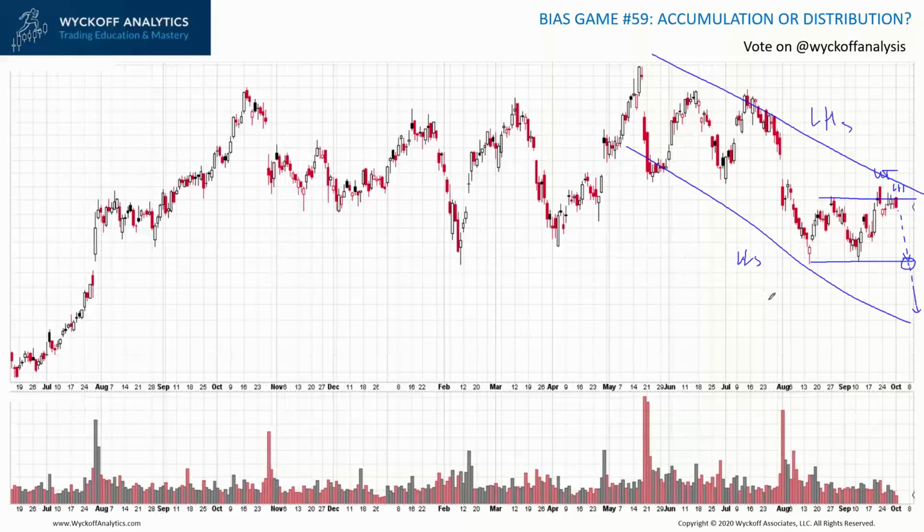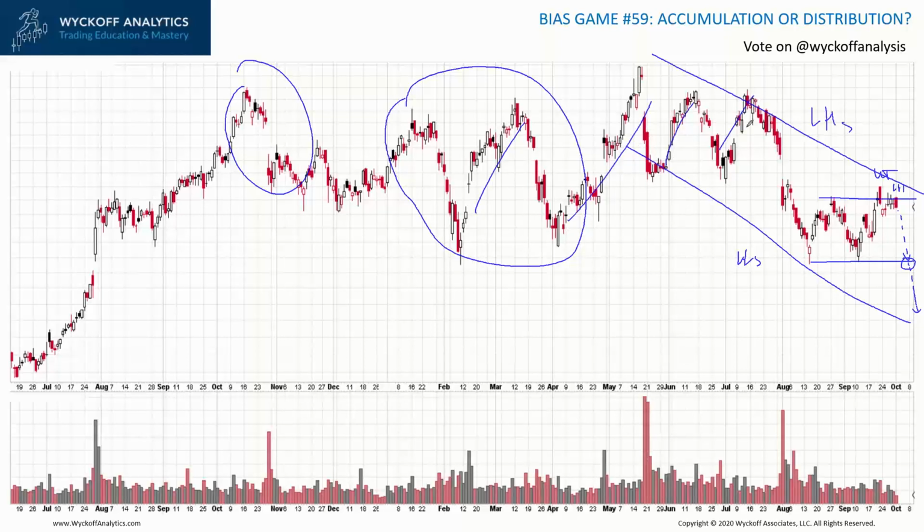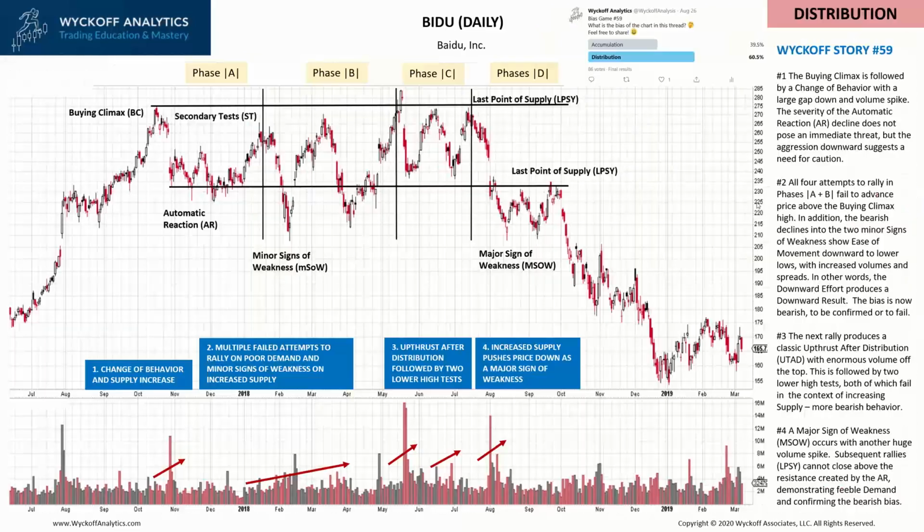So therefore, even starting from the initial change of behavior and then specifically going into these two reactions and the rallies that follow those reactions, we see how the bearish picture confirms itself over and over again. All right, guys. Well, this is our analysis, and I want to hear from you guys.